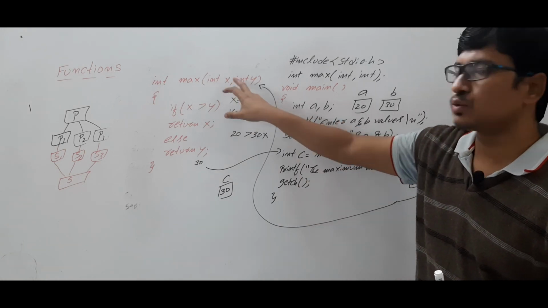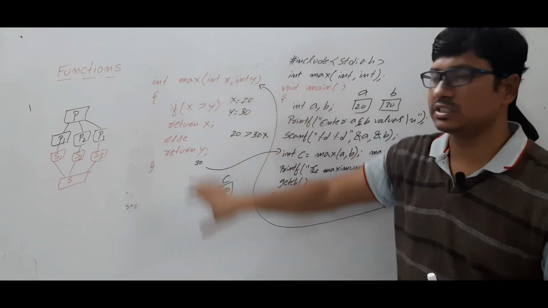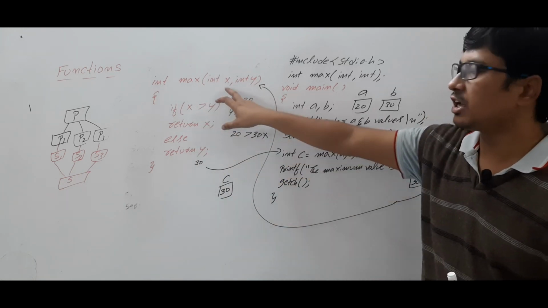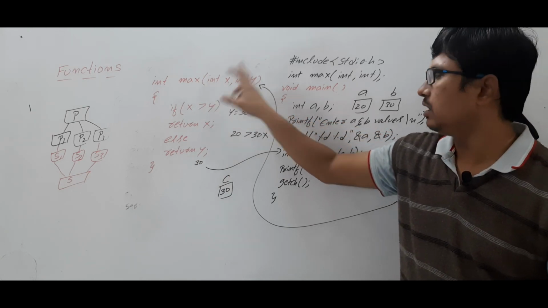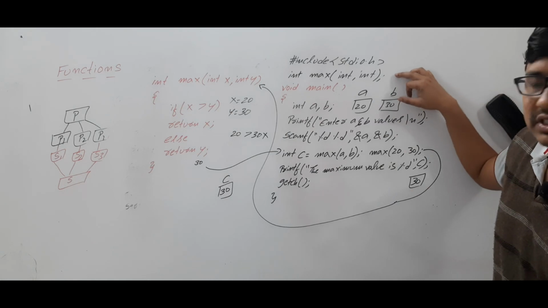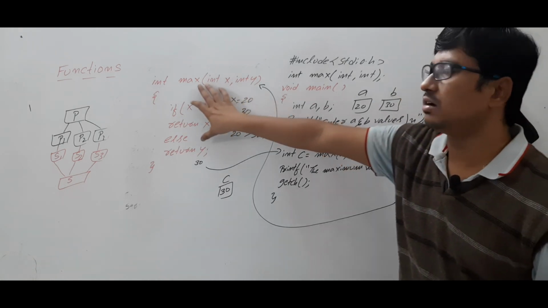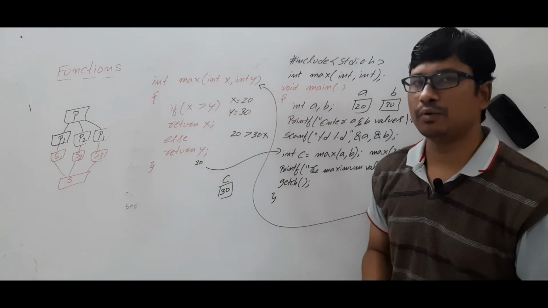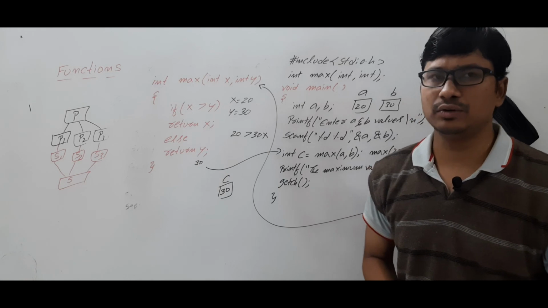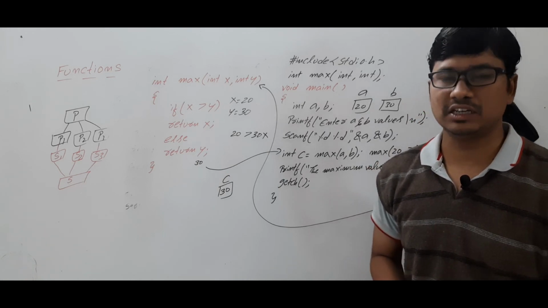And these parameters x and y are the local variables for this function called max, and these parameters we call formal parameters. Okay, are you able to understand? This is your function declaration, this is your function calling statement, and this is the called function or the function definition. I hope you have understood.